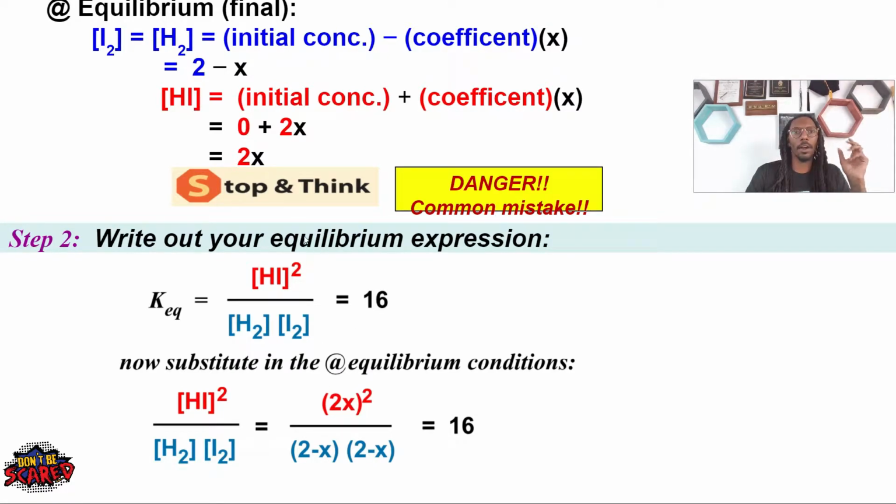We can plug in our equilibrium expression, right, that we found, our equilibrium conditions. So in this case, this 2x, we're going to plug into our HI here. This 2 minus x for I2 and H2, we're going to plug that in here. So it's 2 minus x, 2 minus x, equal to 16. So what can we do from here?